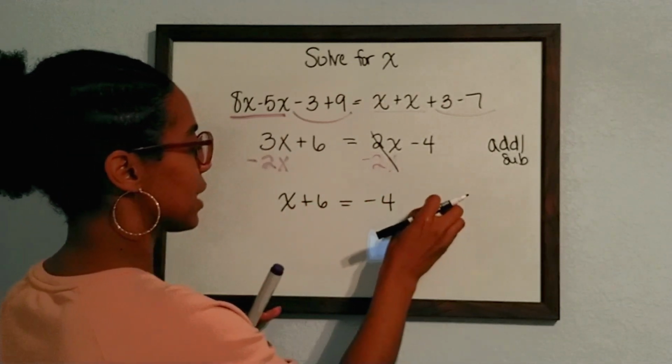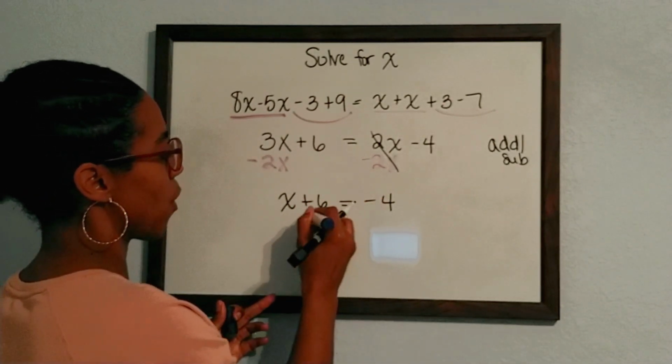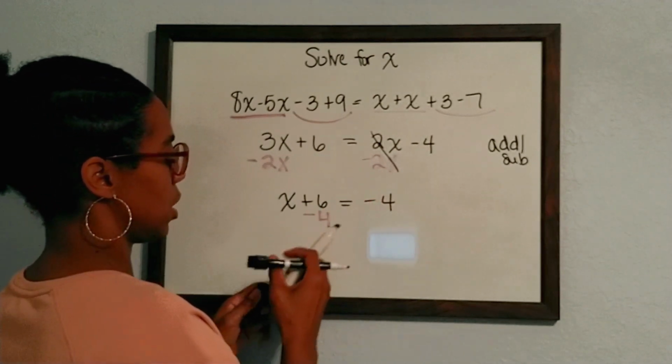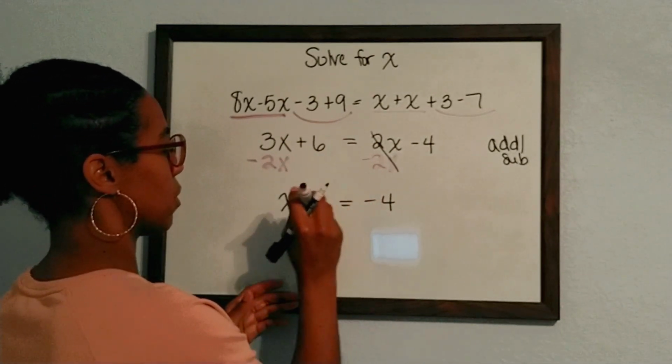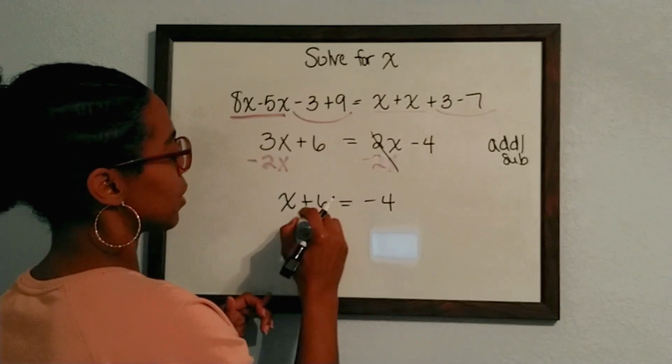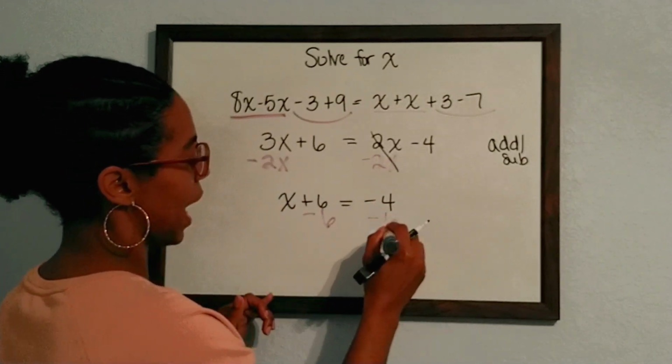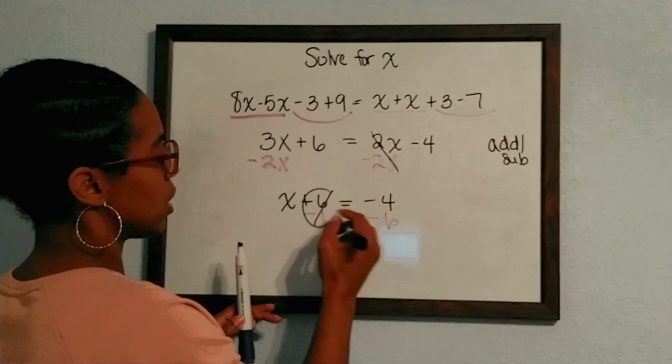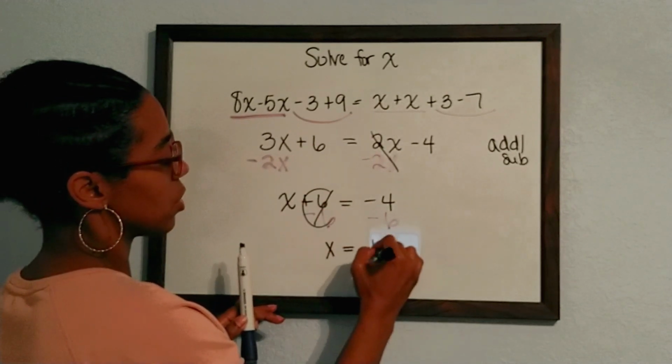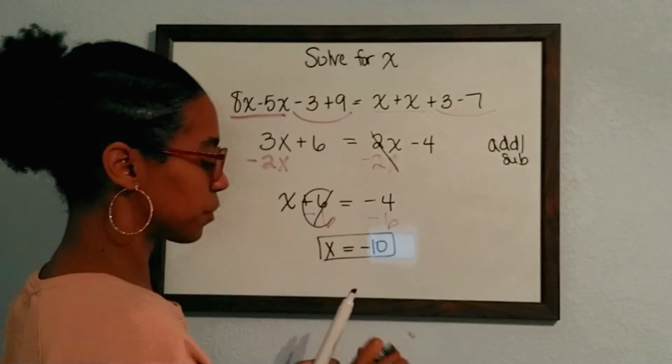Now I want to get that constant over there. So I'm going to subtract 4. Excuse me, not 4. Look at me messing up. See, we all make mistakes. I'm going to subtract 6 on both sides, and then that's going to give me a 0 pair. X is going to be equal to a negative 10.